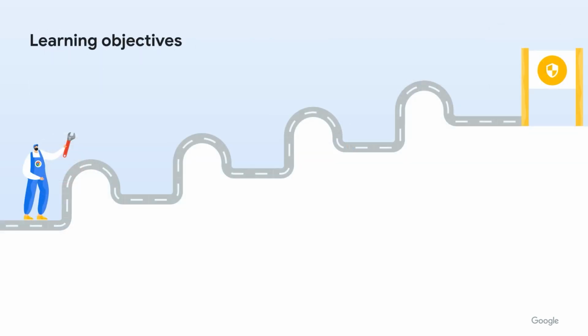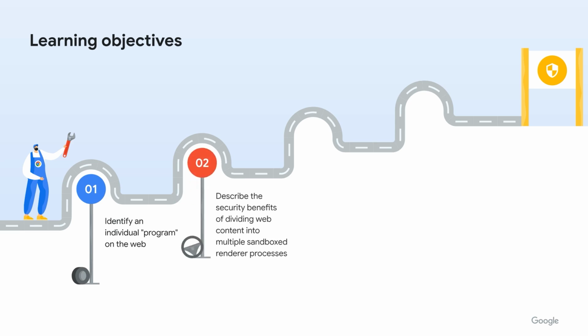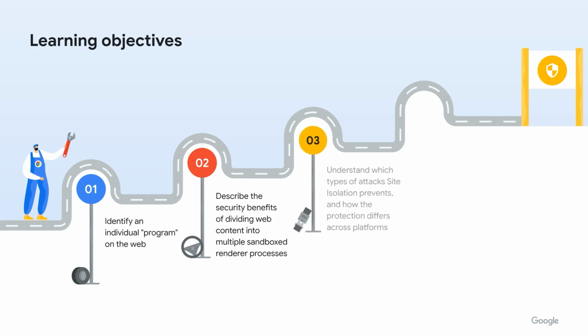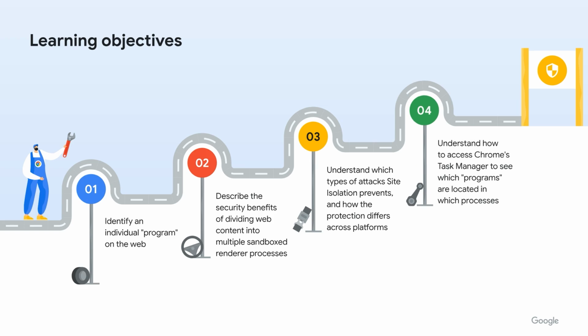By the end of this module, you'll be able to identify an individual program on the web and describe the security benefits of dividing web content into multiple sandboxed renderer processes. This will allow you to recognize cases where a possibly compromised renderer process should not be trusted to make a decision. You'll also learn which types of attacks site isolation prevents and how the protection differs across platforms. Finally, you'll understand how to access Chrome's Task Manager to see which programs are located in which processes.